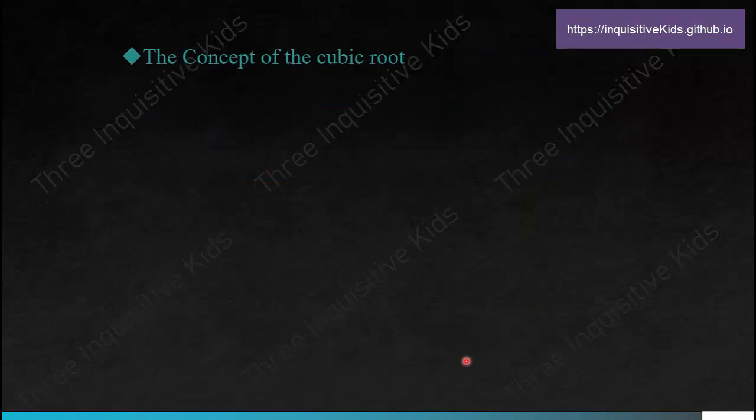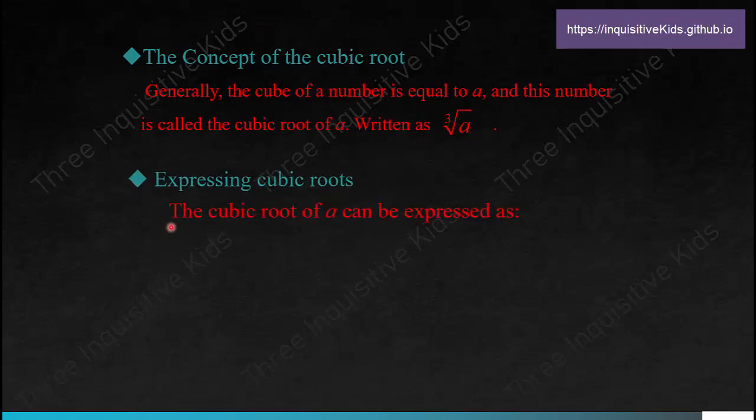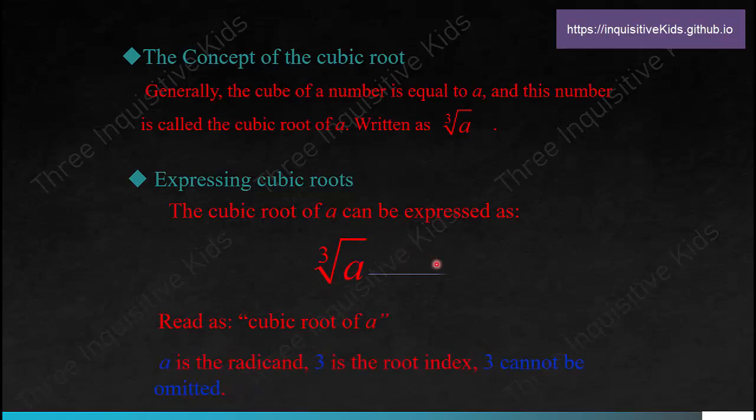Now, this is the concept of the cube root. Generally, if the cube of a number is equal to a, then this number is called the cubic root of a, written in this way. Expressing cubic roots: the cubic root of a can be expressed as this. It's read as the cubic root of a. So a here is the radicand. 3 is the root index right here, and 3 cannot be omitted.